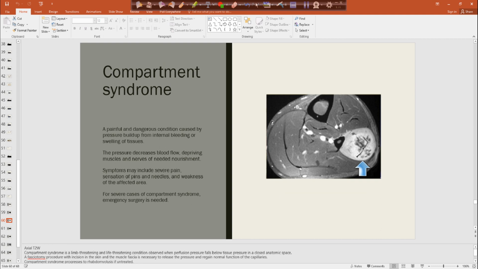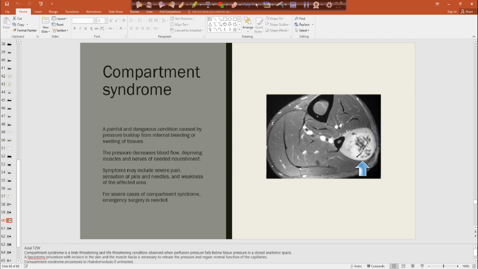Compartment syndrome. This is a painful, dangerous condition caused by pressure buildup from internal bleeding or swelling of the tissue. So here we have blood, a hemangioma here, causing obviously a lot of pressure on the muscles and the tendons within that area. Sometimes this pressure decreases blood flow, depriving those muscles and nerves of needed nourishment, so we might get some necrosis of those structures if we don't do something with this compartment syndrome.